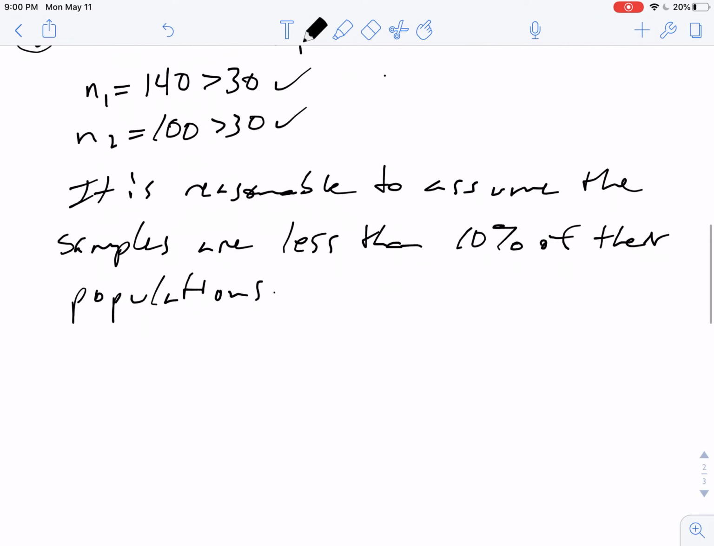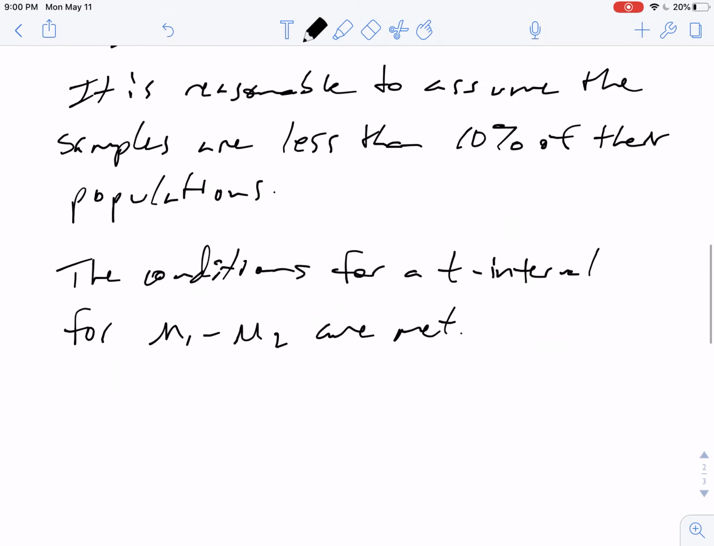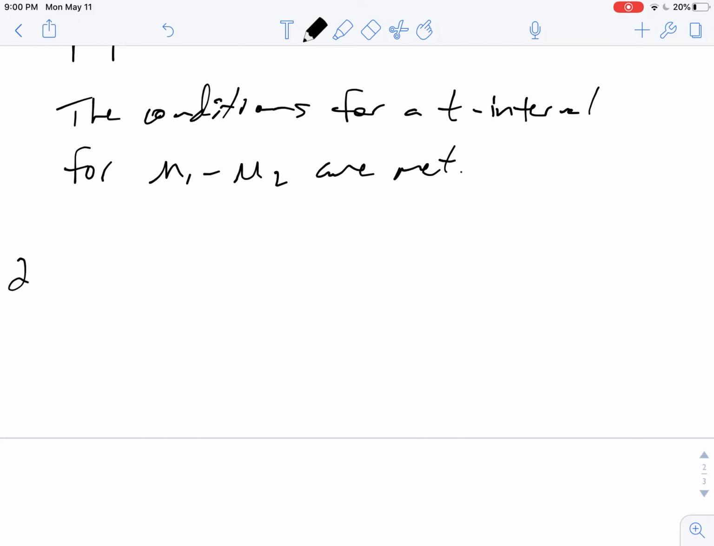Okay, so now I'm going to name my procedure. So I'll say the conditions for a t-interval for mu1 minus mu2 are met. All right, so that's step 2. So now we're on to step 3, where we actually do the interval. So I'm just going to write down the whole formula for you, and then we'll put it all together.